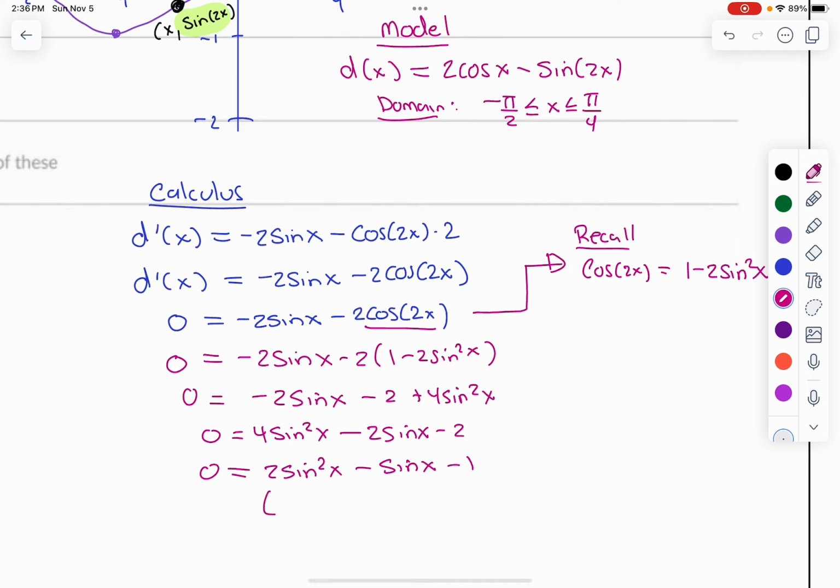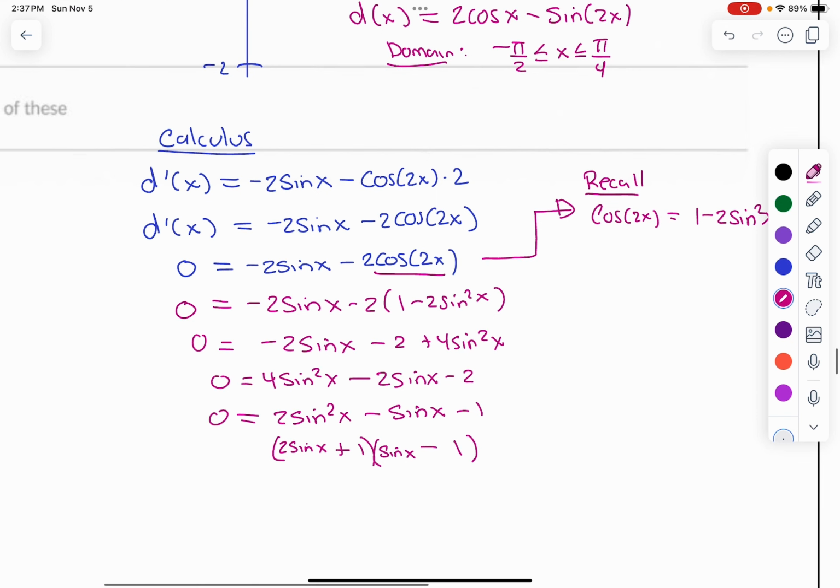Okay, so this should factor. I'm having faith in the answer choices that this will factor nicely because the answer choices involve pi expressions, so this should work. Let's see, I need a 1, so that should factor to plus 1, minus 1. Yep. Okay, and so this tells us that sine of x can equal negative a half, and this tells us sine of x could equal 1.